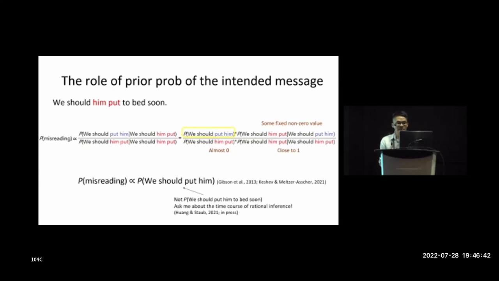And note that the prior probability of the intended message very likely is not the prior probability of the whole presented sentence. We have shown elsewhere that readers do not wait all the way till they finish the whole sentence to start the inference process. And you can ask me more about the time course of rational inference during Q&A.